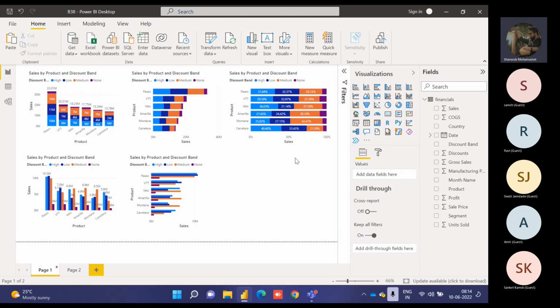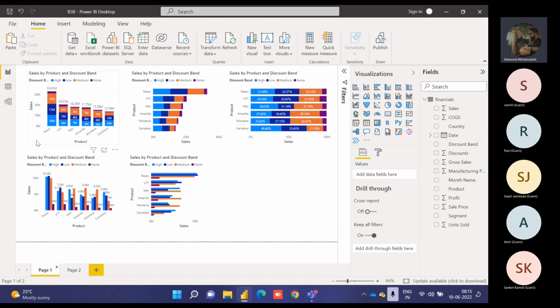For the rest, whenever you are showing something by products or some categories, subcategories, and you have less than 10 distinct values, let's say 10 distinct products, go ahead with the column chart. If it is more than 10 distinct products, the bar chart would be the best.